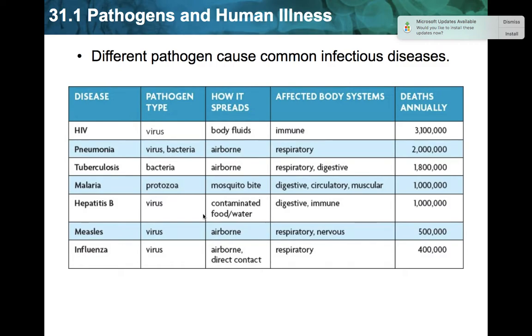Pneumonia can be caused by a virus or a bacteria, which is basically just like fluid in your lungs, so that can be caused by either viruses or bacteria. It's airborne, respiratory problems. Tuberculosis: bacteria, airborne, respiratory, digestive. Malaria, you guys have probably heard that before, it comes from mosquito bites. Can affect your digestive system, circulatory system, muscular system even. Hep B is a virus. You get that from contaminated food or water.